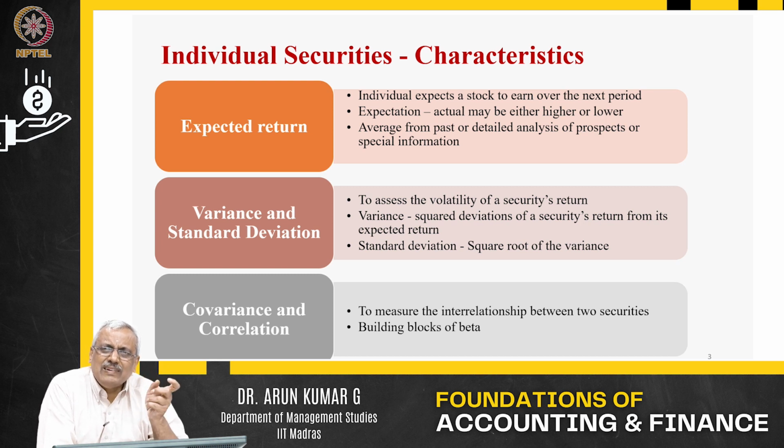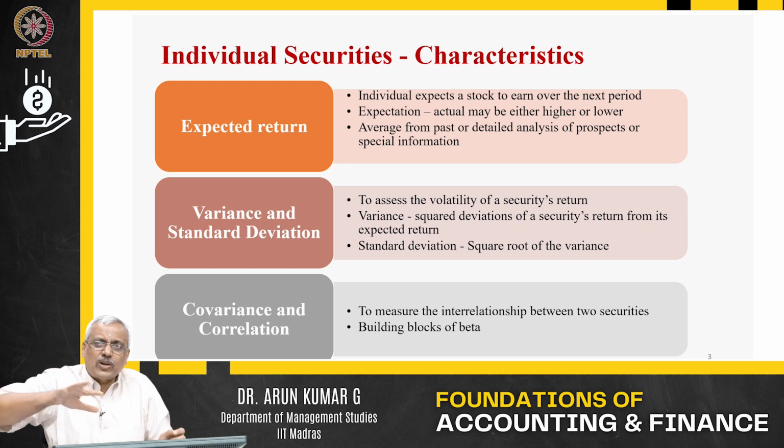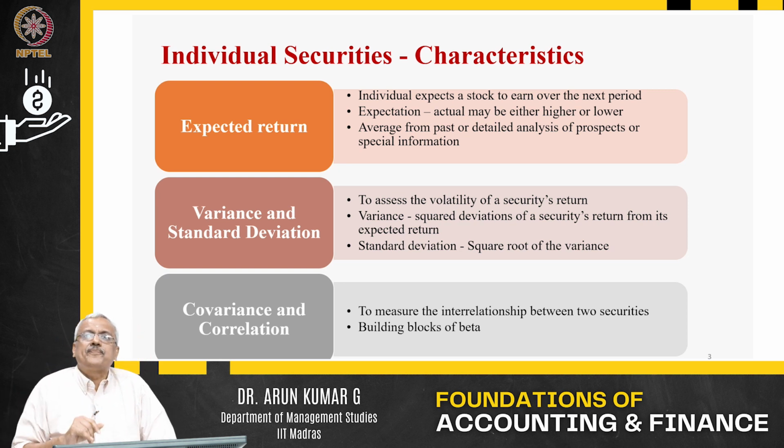That means what? I will either get 9.5 or 10.5 or somewhere in between 9.5 and 10.5. So what happens? The variability, the difference from the expected return, is going to be very, very small. So the level of assurance that I will get somewhere around 10 is very high. So the level of risk is low.